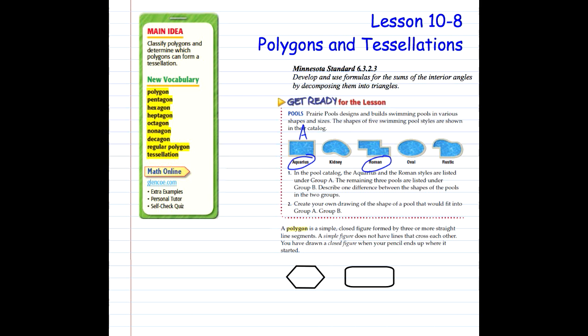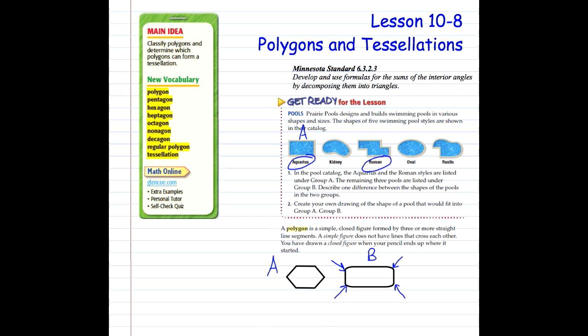In step 2, it says create your own drawing of the shapes of a pool that would fit into Group A. That would be this one right here. This is actually a hexagon. This would be Group B. It looks somewhat like a rectangle, but you'll notice that the corners are curved, which means this is not a polygon. It would be in the B group.